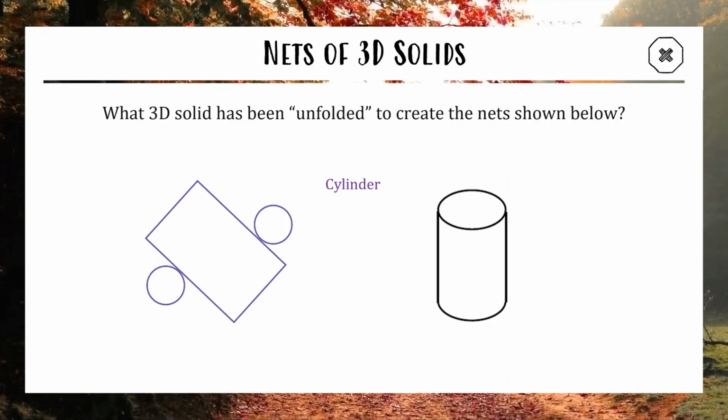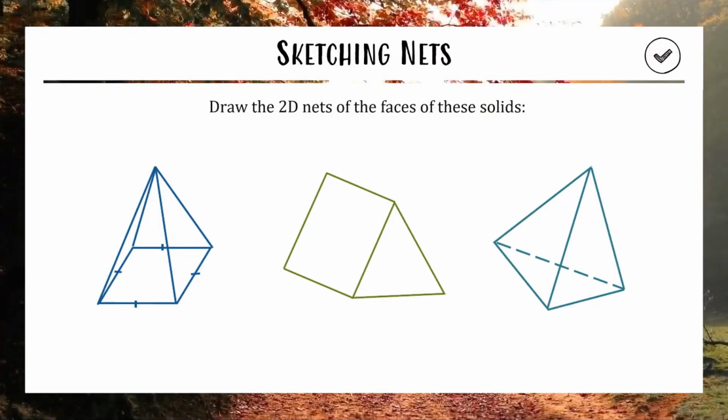Okay, to finish off the lesson, here are 3 3D solids. We have a square base pyramid. We've got a triangular base prism, and we have a triangular base pyramid on the end here.